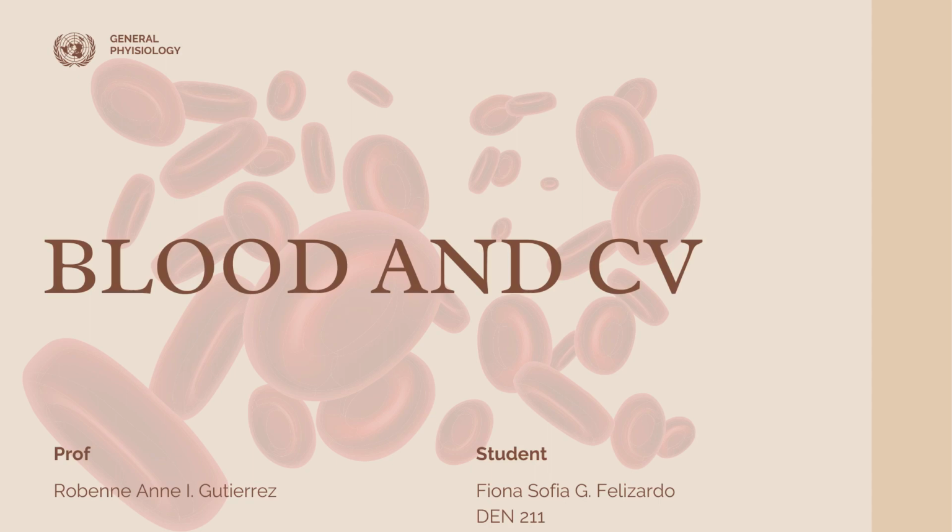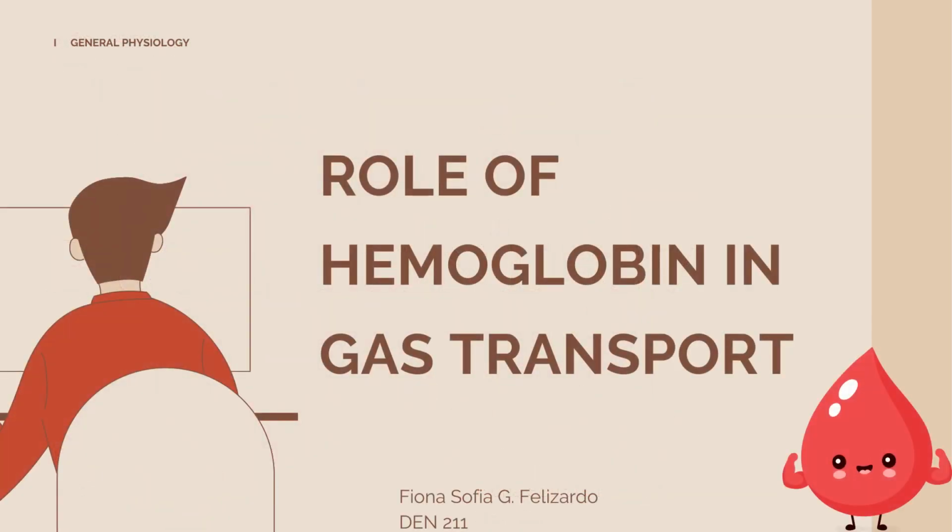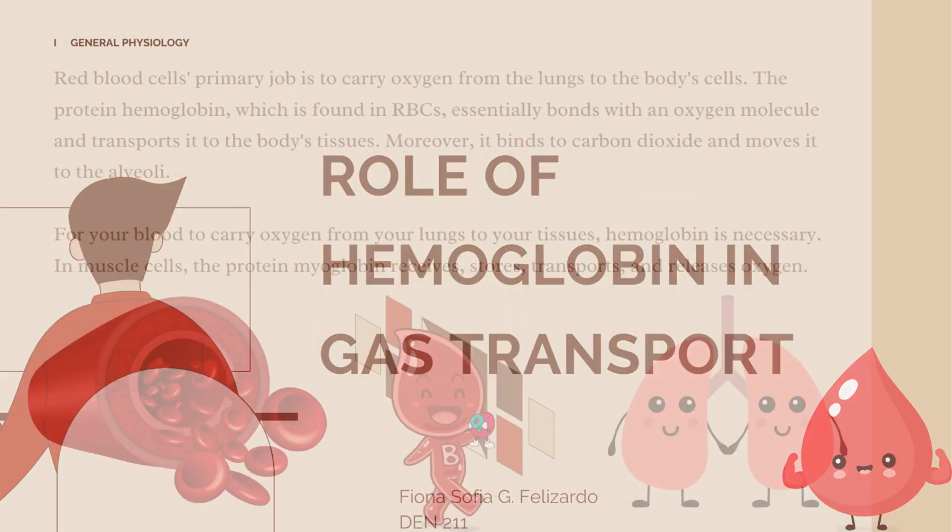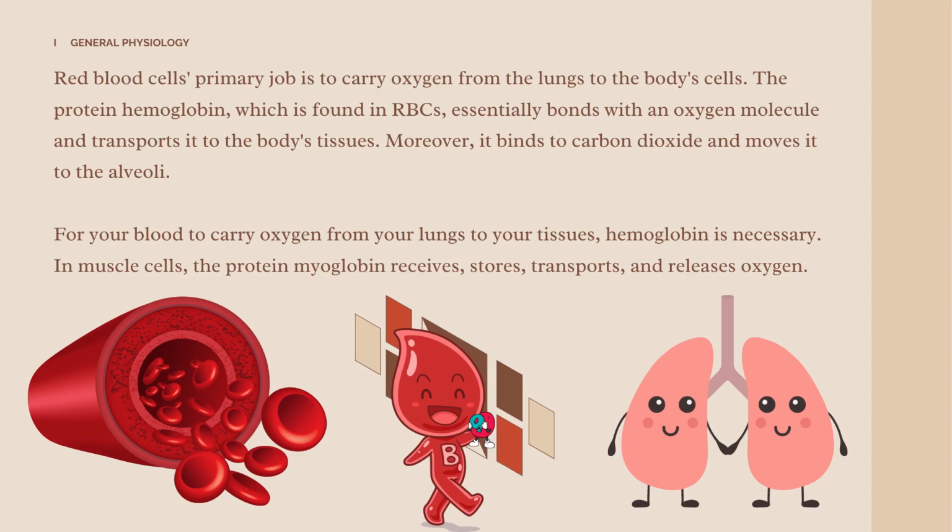For today's video, we are going to talk about blood and CV. So the first topic that we're going to talk about is the role of hemoglobin in gas transport. The red blood cell's primary job is to carry oxygen from the lungs to the body's cells.